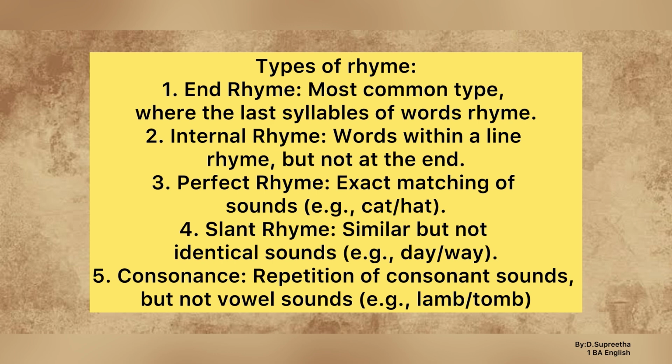Types of rhyme. First, end rhyme. Most common type where the last syllables of words rhyme. Second, internal rhyme. Words within a line rhyme but not at the end. Third, perfect rhyme. Exact matching of sounds. Example, cat, hat.